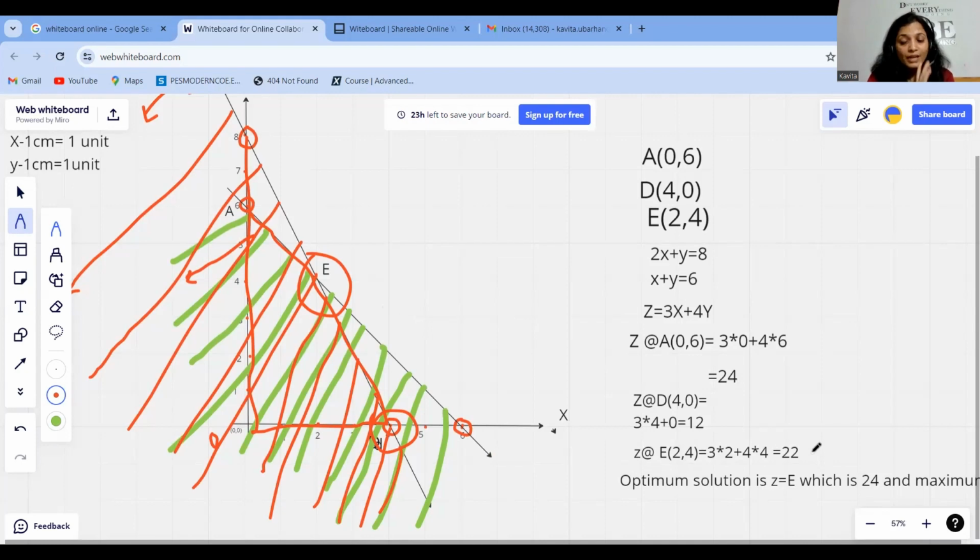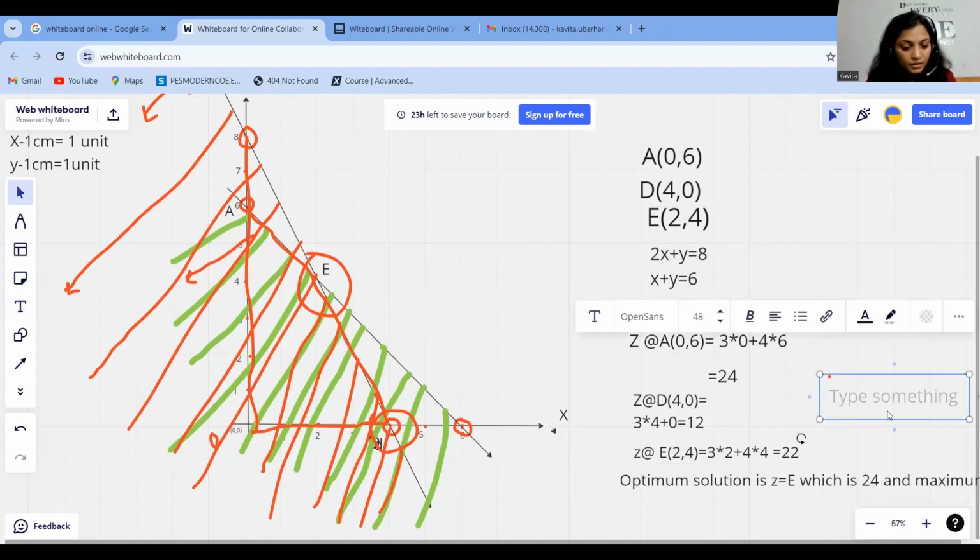Now we have one more point of intersection, O, that is (0, 0). Z is equal to 0. We can write that here also if you want. So z is equal to 0 at O, which is 0 and 0. I hope you all are with me.